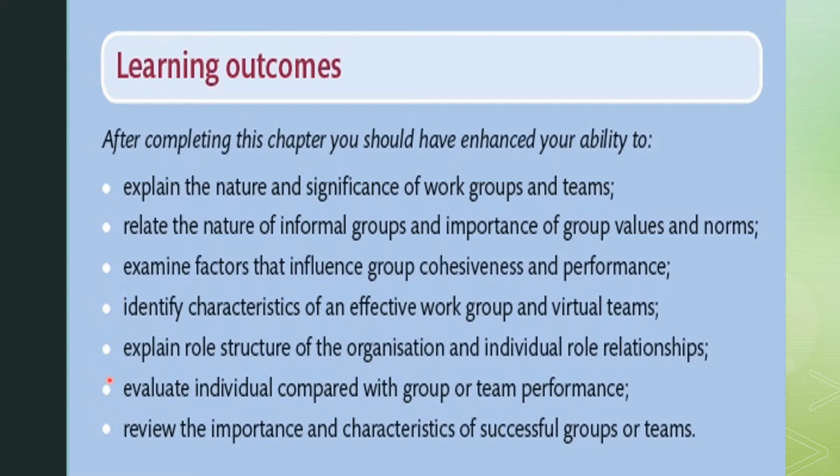So again, students, these are bullets. If it's 1, 2, 3, 4, that would go by order of importance, or if it's the alphabet, A, B, C, D. So, number 1, explain the nature and significance of work groups and teams. Okay, that's self-explanatory. They're very important. Number 2, relate the nature of informal versus formal groups and the importance of group values and norms. Number 3, examine factors that influence group cohesiveness.